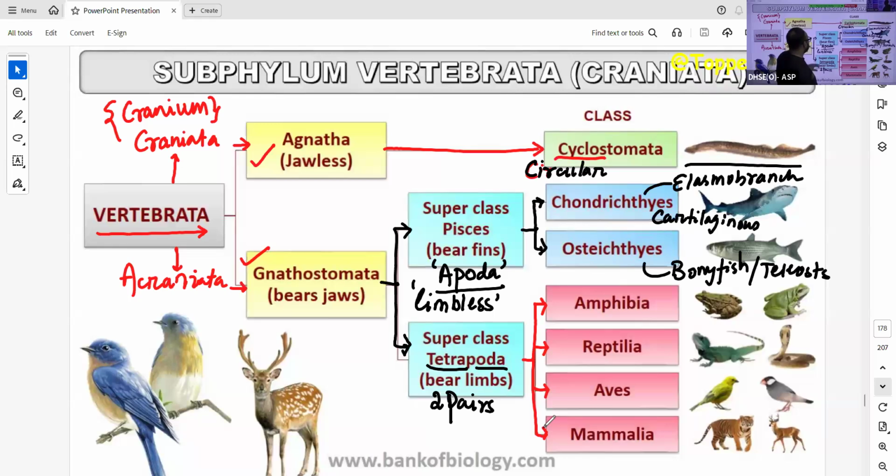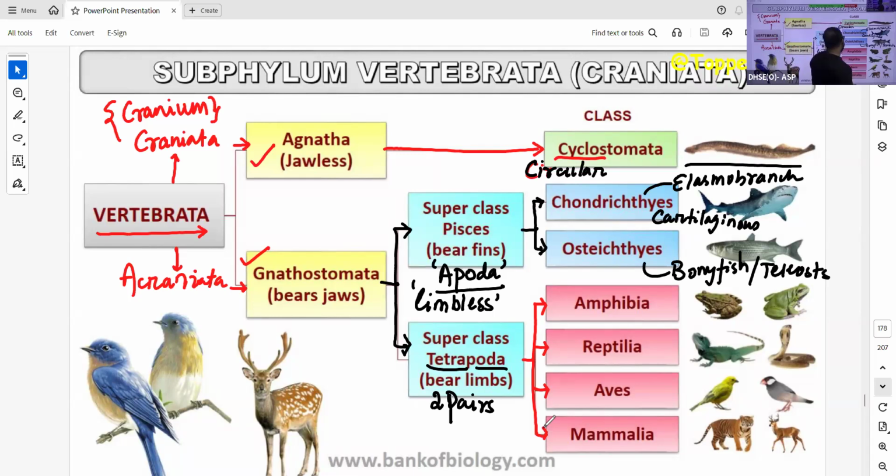Same way, those people who have a head start will always be at an advantage. Now look at it. Superclass Pisces, that bears fins, is put under the category Agnatha. It has two types: Chondrichthyes, having a cartilaginous vertebral column or skeleton, and Osteichthyes, having a bony vertebral column or bony skeletal system. Chondrichthyes are also referred to as elasmobranch, and Osteichthyes as teleosts.